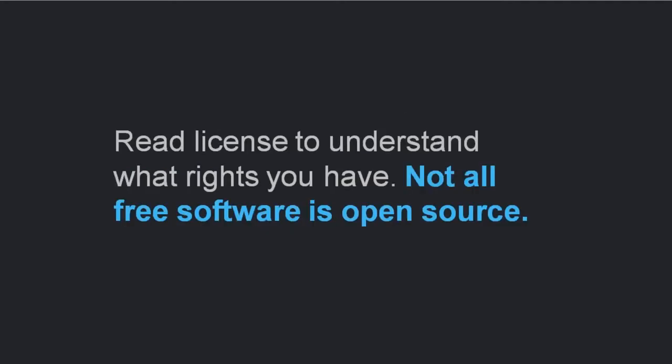And finally, when you use free software, you should read the license to understand what rights you have. Some free software is open source, which means that anybody can distribute it as long as they abide by the terms of the license. Other software is simply freeware, which means you can use it for free, but you cannot distribute it without the permission of the author.